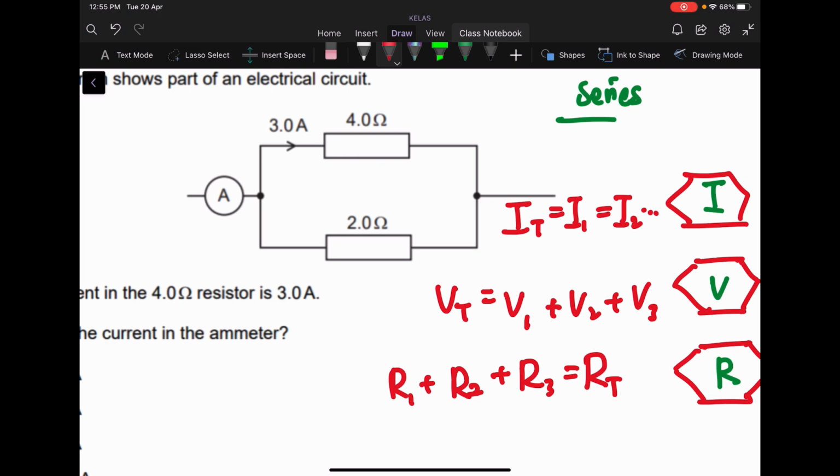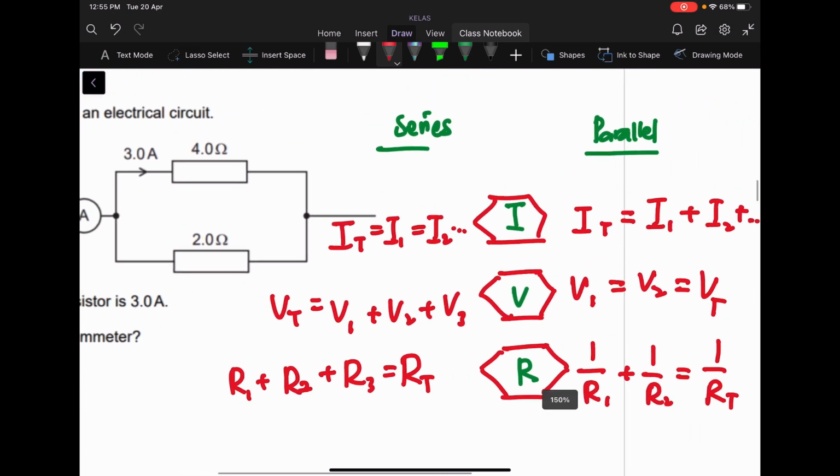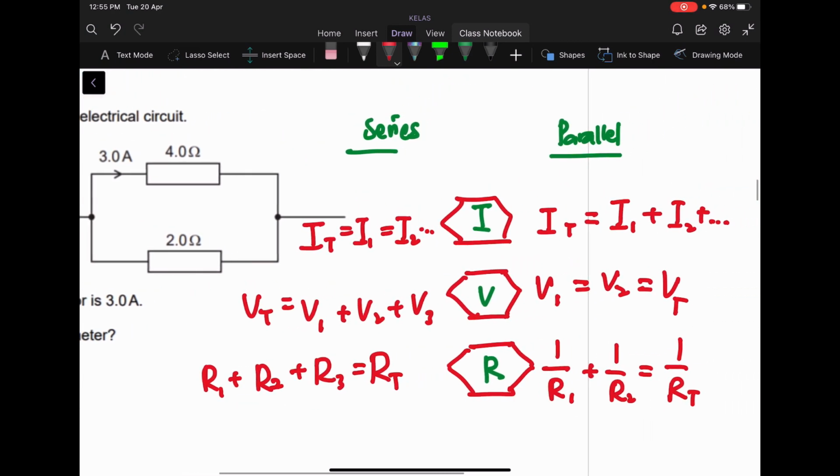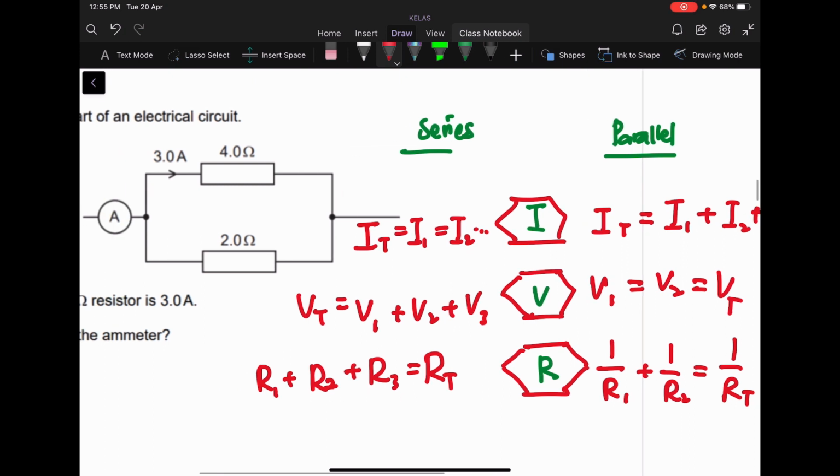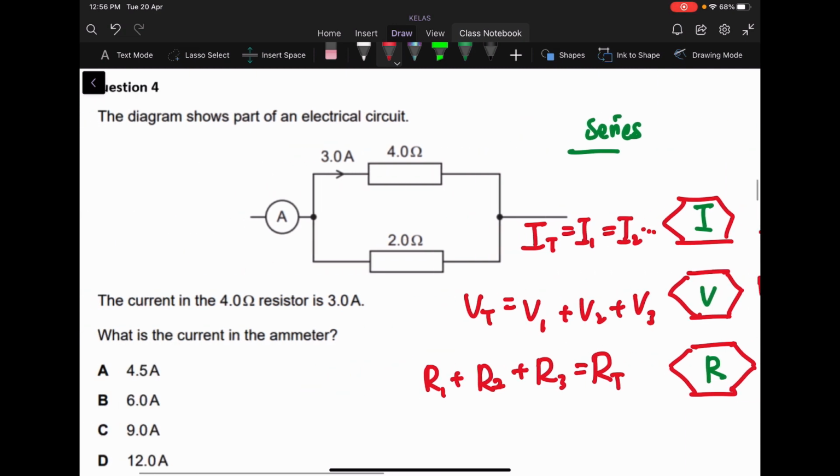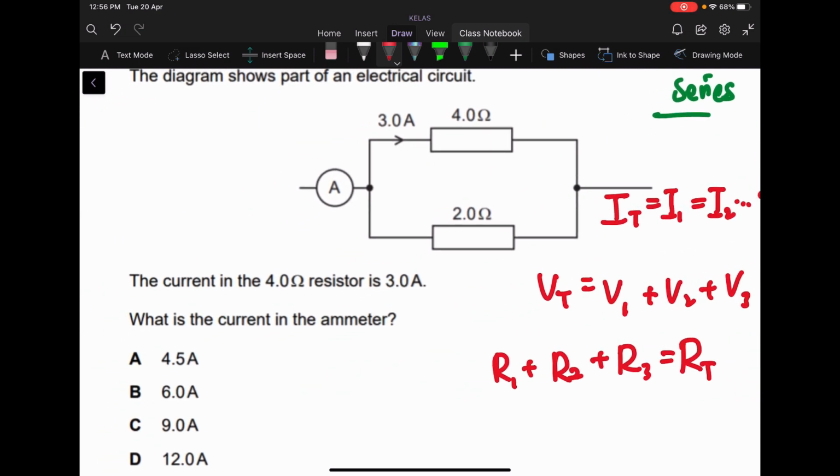So if you have this question, which one are you going to apply? Who wants to answer? Which one are you going to apply, series or parallel? Raise your hand. Which one? First row, second row, first column, second column. Now let's go back to this question.